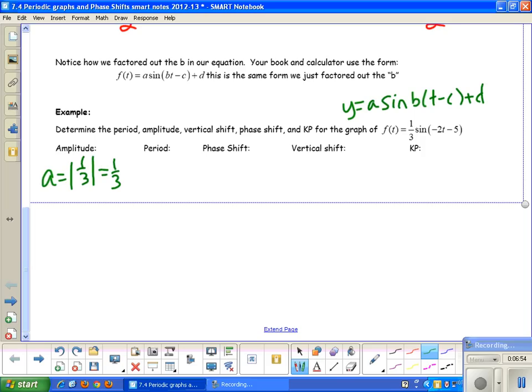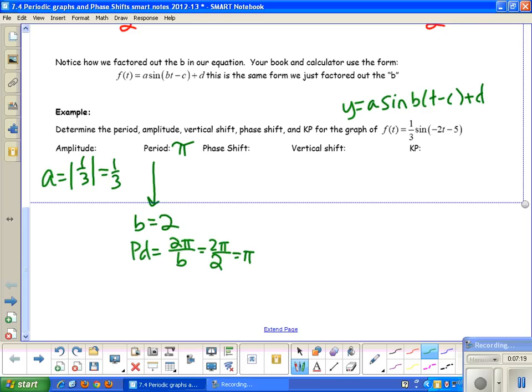My period of my equation, to find it, I use the fact that I know my b value is equal to, in this case, we don't use -2, just use 2. So the b value is equal to 2. Because of that, the period is equal to your parent graph period, which is 2 pi divided by your b value. So in this case, 2 pi divided by 2 equals pi. So that gives me the period for the equation.